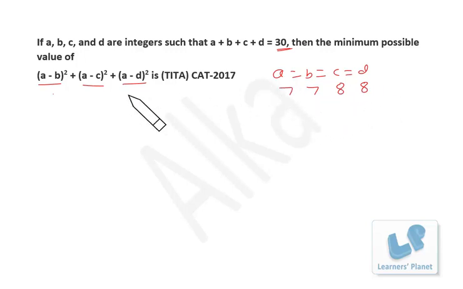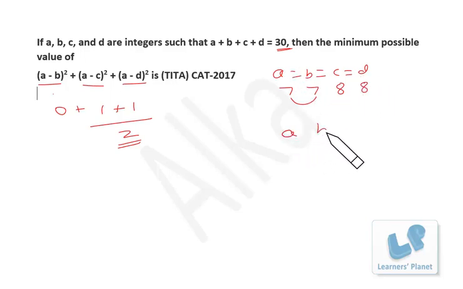So (a minus b) whole square, that is 0, (a minus c) whole square, that is minus 1 whole square, that is 1, then (a minus d) whole square, again 7 minus 8, that is minus 1 whole square is 1. So the minimum value will be 2. Below that it is not possible. You can give any value to any of them, right? If a, b is 7, 7, they can be 8, 8, doesn't matter. The answer will remain the same. So that's an interesting problem from CAT 2017 paper.